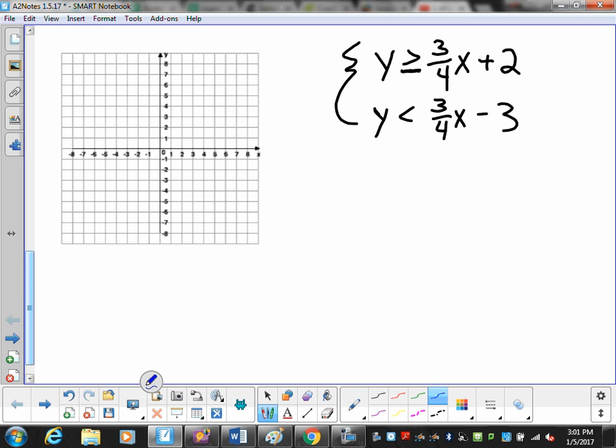All right, the first one, I go up to the 2 on the y-axis, that's my y-intercept. And from there, I go up 1, 2, 3, and to the right 4. Or down 1, 2, 3, to the left 4. Okay, and it is a solid line. And which direction am I going to shade? Up, so this direction over here.